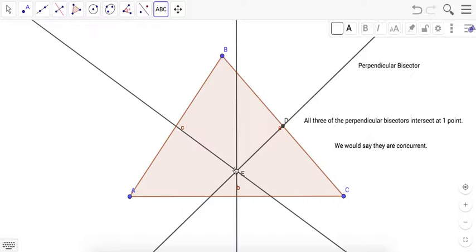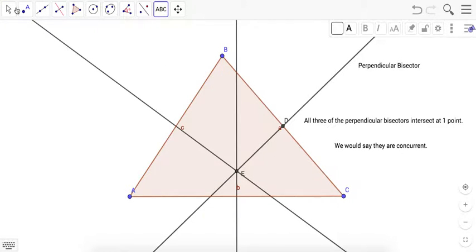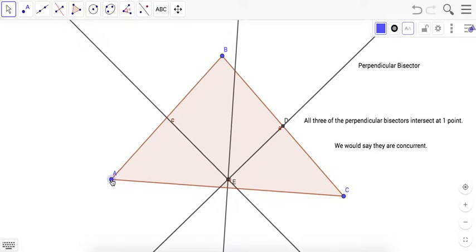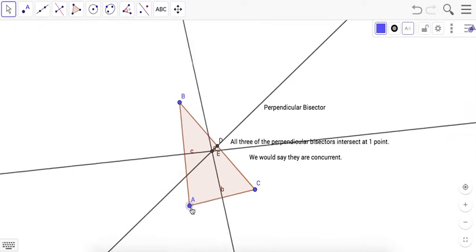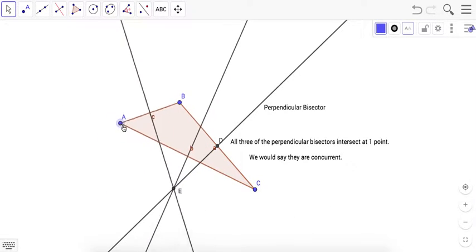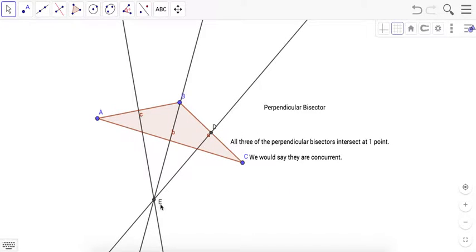Did I just get lucky and happen to get the exact right triangle to make this happen? No. If I move these points around, you'll notice those perpendicular bisectors move too, but they all still intersect at the same point. And look, that point, we call the point of concurrency.